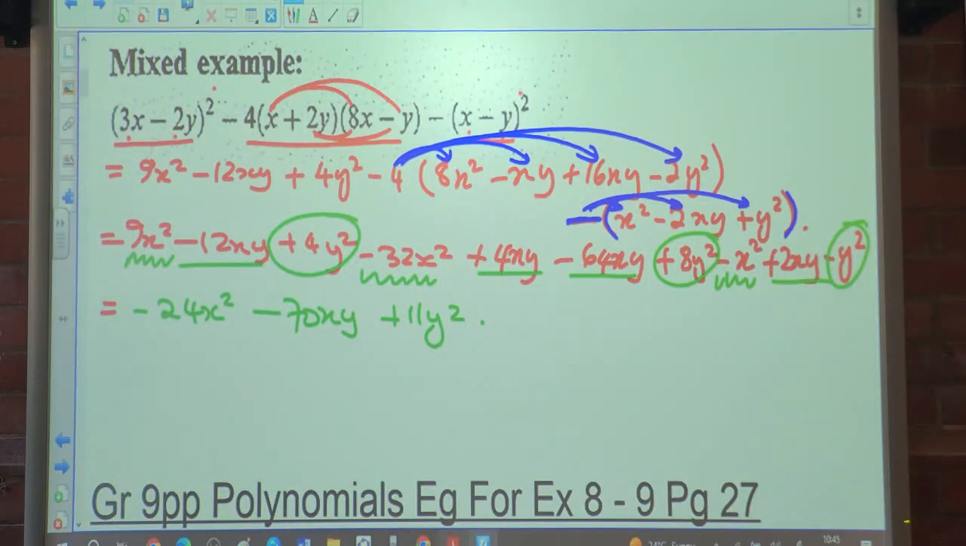Okay. And for this sum, there's a minimum of 6 marks for a sum like this in the exam. And you will get a sum like this in the exam. Okay. Any confusion?